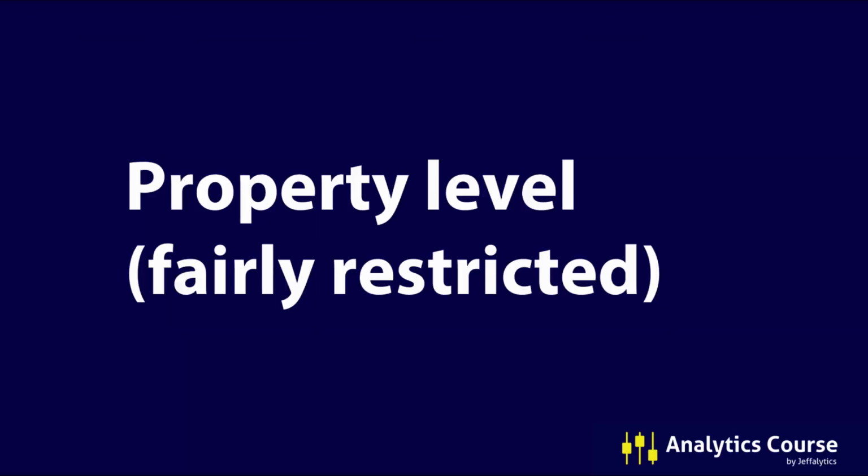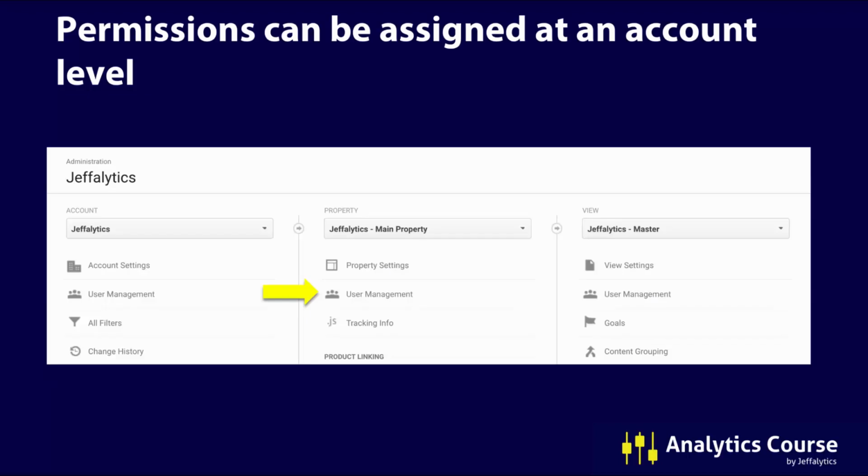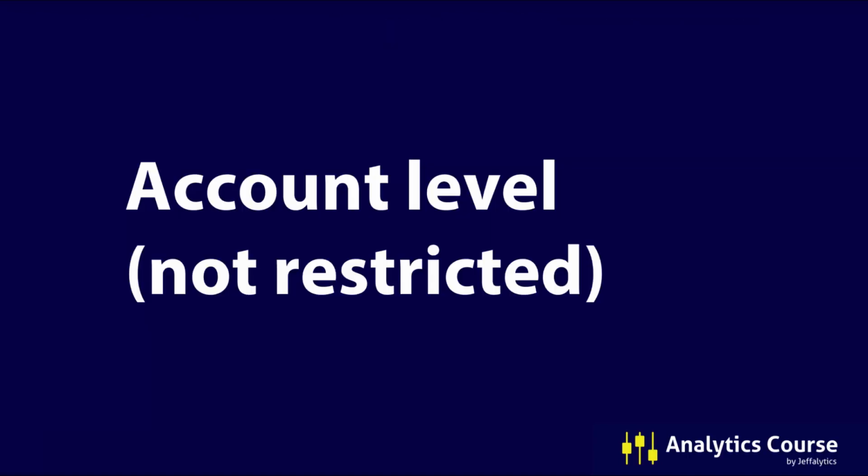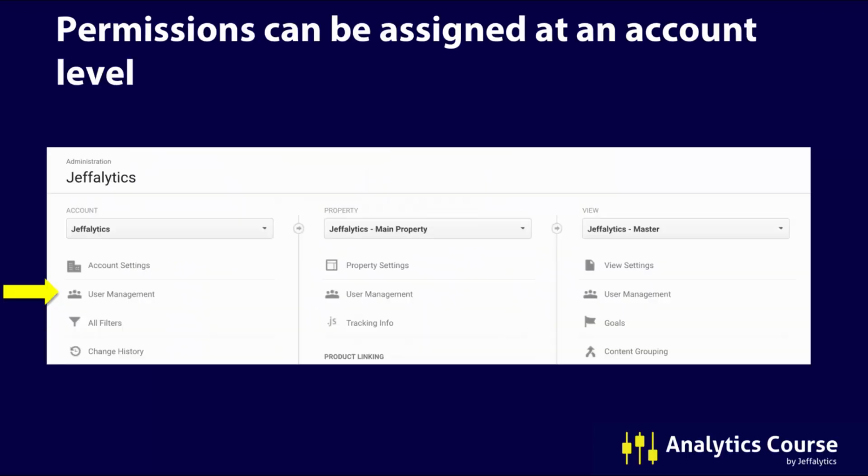There's property level, which is where it's fairly restricted, and that's right in the middle, where basically each web property, which for anybody who takes an analytics course knows that a property is each domain name that you would like to track individually. Then you can say, okay, this user can only track this domain name, and this is where they have their permissions. And then there's the account level, which is not restricted at all, meaning that anybody can do anything when they have user access to an account.